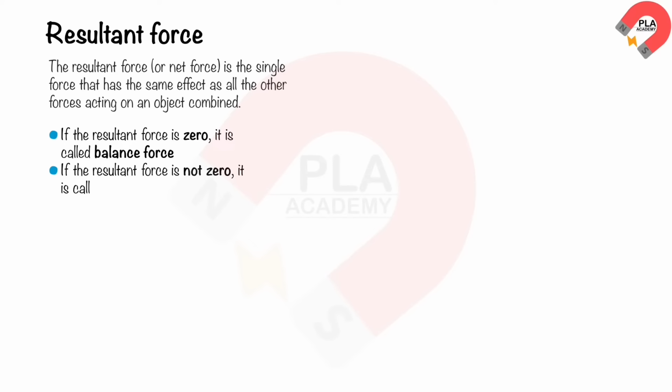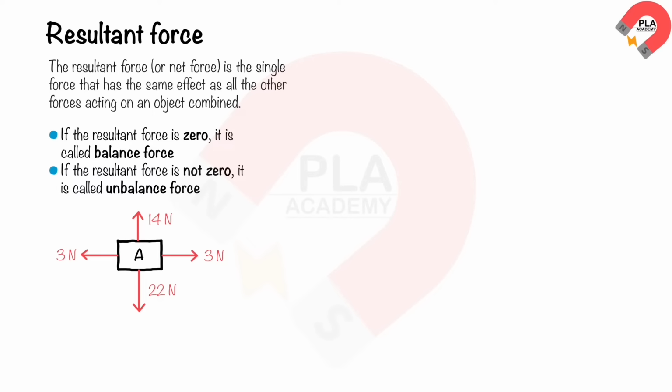We can find the resultant force acting on the object, for example. A box A has forces acting on it as shown. The forces on the left and right sides of the box are balanced. This means the net force acting on the box in the horizontal direction is 0. In the vertical direction, the resultant force can be found by subtracting the upward force, 14 newtons, from the downward force, 22 newtons. So, the resultant force is 8 newtons acting downwards.